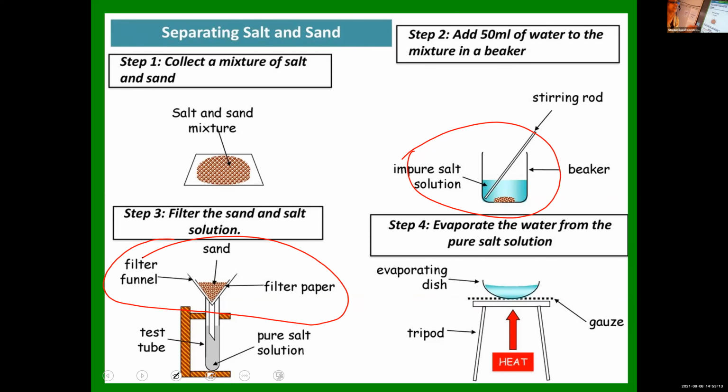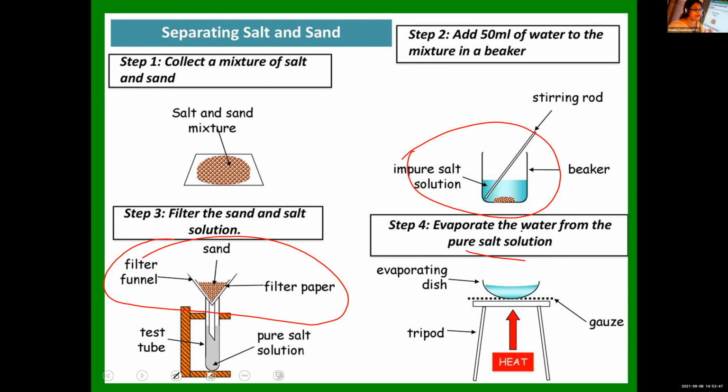First thing, separate the sand. How do we separate it? By using the method of filtration. Now, what is remaining once the sand is removed? Only salty water. Sand is removed, so naturally only salty water is remaining. Now what do you have to remove? You have to get the salt.